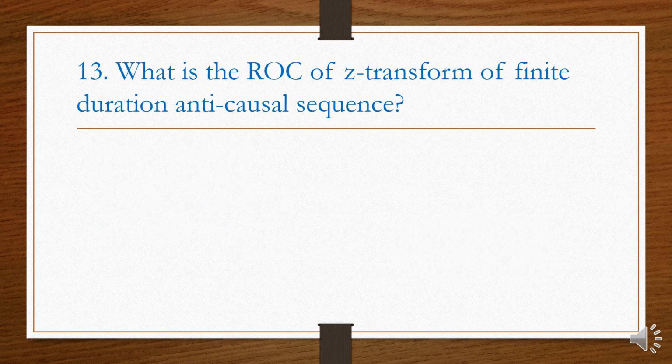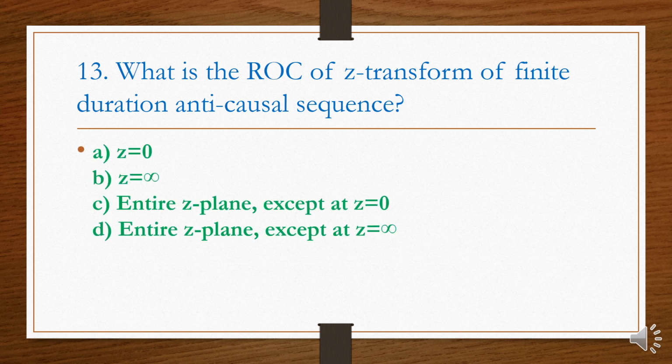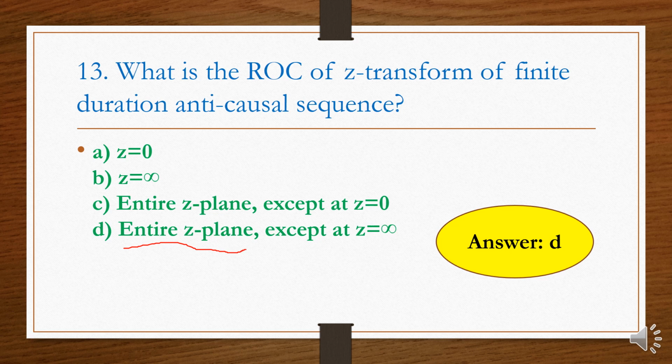Next question. What is the ROC of Z transform of finite duration anti-causal sequence? So for anti-causal sequence, the ROC is entire Z plane except Z is equal to infinity.